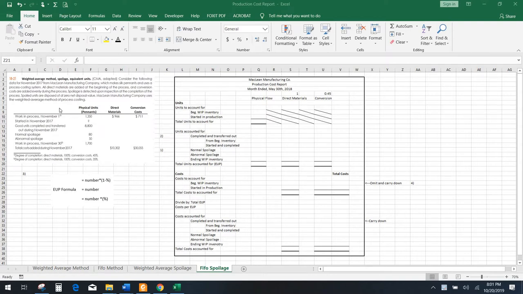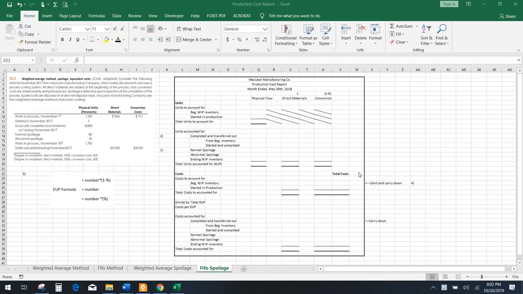Alright guys, I'm going to do problem 1821 using the FIFO method. So it's a FIFO method with spoilage. This is a comprehensive problem from chapters 17 and 18. It incorporates all the changes to a production cost worksheet. It has the FIFO method as opposed to the weighted average method, and it has spoilage versus no spoilage.